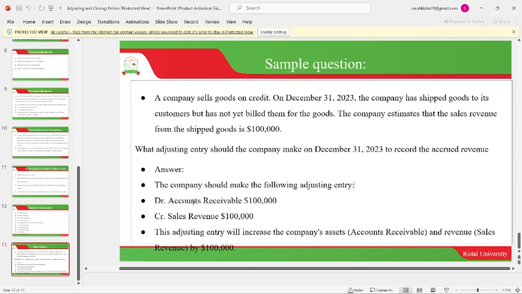So the accounts receivable will gain 100,000. So it means we will credit our sales revenue, because our sales revenue will be recognized, which is 100,000. So that's one example. That's the example that we have.